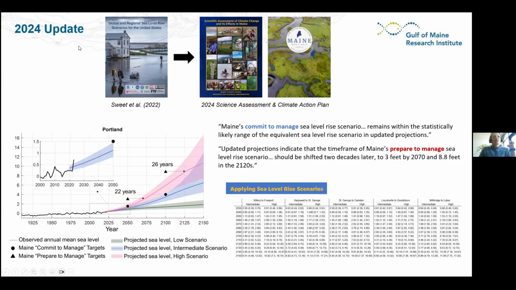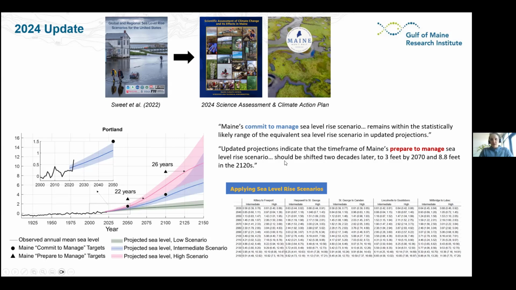Before I get there, recently we did a 2024 update that used the 2022 U.S. Interagency Task Force to provide updated information. And we thought a lot about how we could maintain the really important simplicity of those numbers, but reflect the evolving nature of science. And what we landed on was, rather than adjusting the 1.5 and 4.0 to some decimal points that were slightly different, we decided to say that Maine's commit to manage sea level rise scenarios remain within a statistically likely range of the equivalent scenario in updated projections.